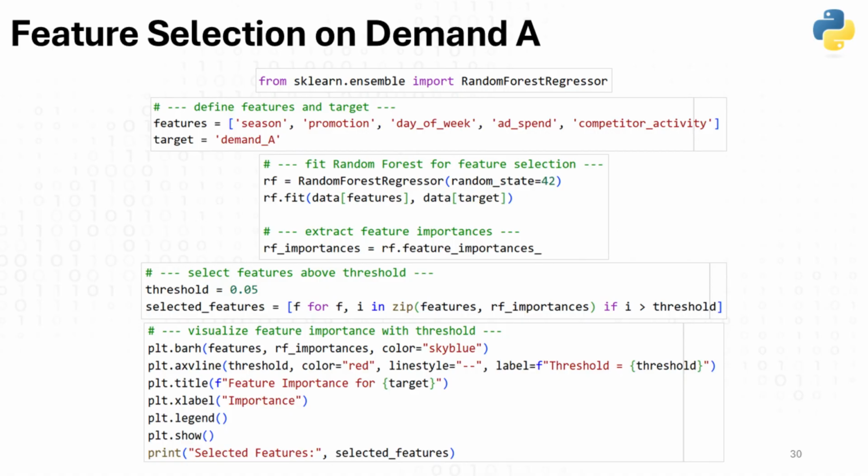Finally, the code visualizes the results. Using matplotlib, we generate the bar chart we saw previously, including that red dashed line representing our threshold. By the end of this script, we aren't just guessing what matters. We have a printed list of selected features that are mathematically proven to be relevant to product A's demand. This lean, mean feature set is what we will use to refine our final production optimization.